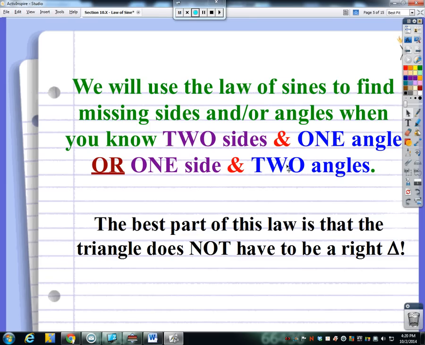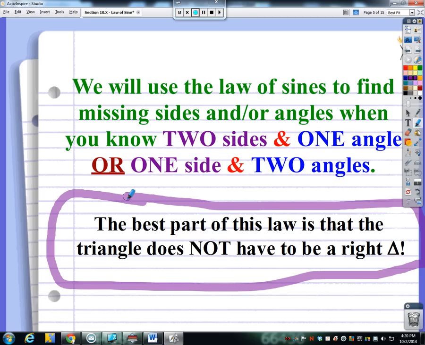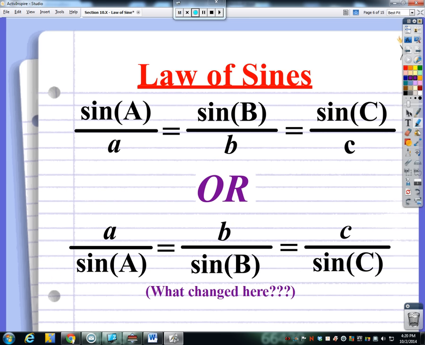Now, here's the absolute best part in the world about the law of sines. Earlier we said we can only do sine, cosine, tangent, trig in right triangles, but the law of sines does not apply to just right triangles. Law of sines is going to work for any triangle, right triangles or not. So here's what's called the extended law of sines. We can really only do two pieces at a time.